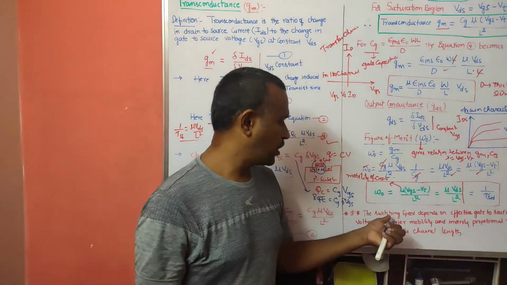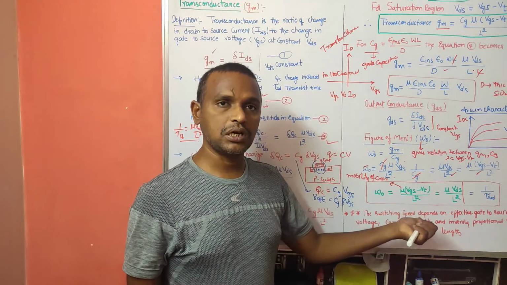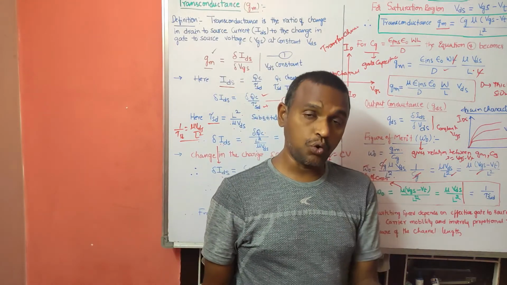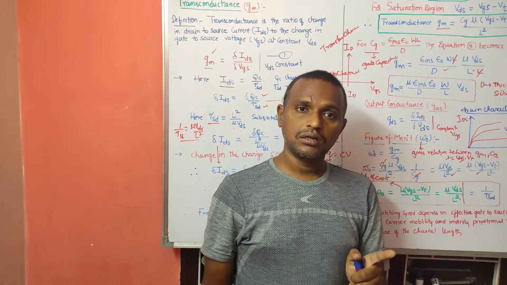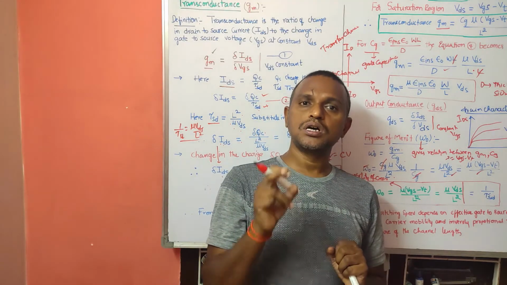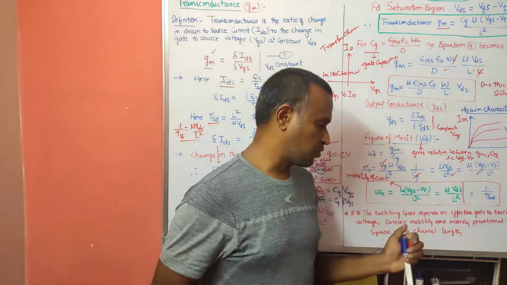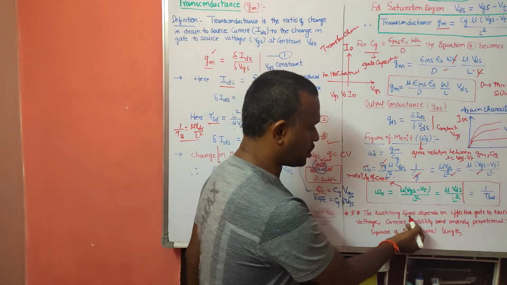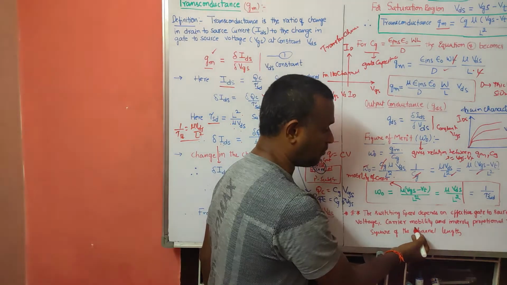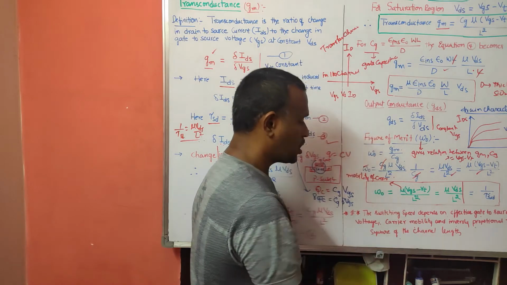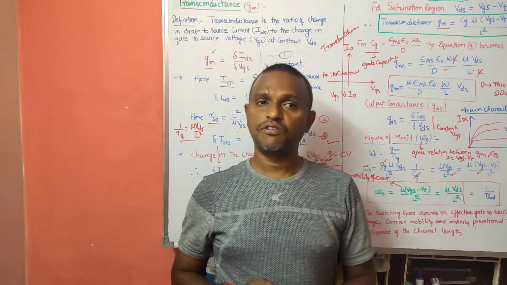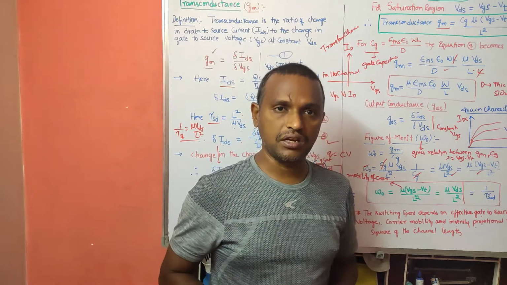So that's why the switching speed depends on the effective gate to source voltage or effective gate voltage and the mobility of the carriers, and finally it is inversely proportional to the square of the length of the channel, L square. Okay, so that's what here. The switching speed depends on effective gate to source voltage, next carrier mobility, and is inversely proportional to the square of the channel length. Okay, so this is the significance of the figure of merit, or what it indicates.